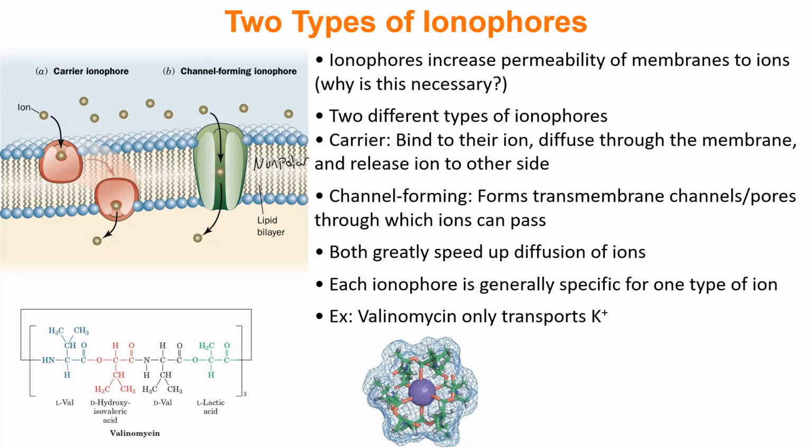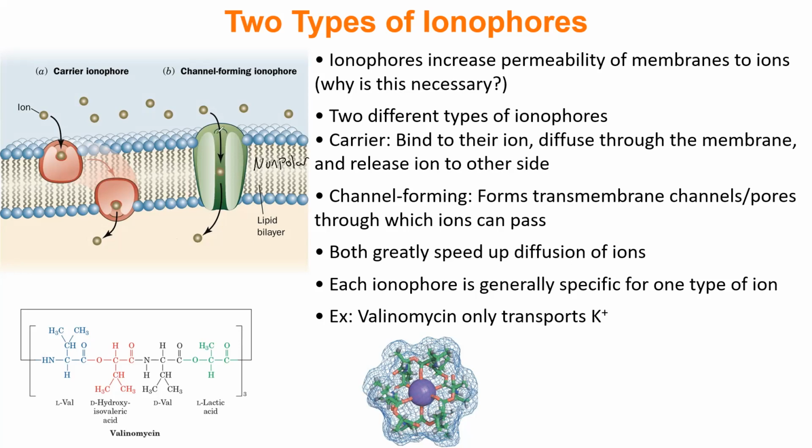So there are two different ways to bring ions across. A carrier will bind the ion, travel through the membrane, and then deposit the ion on the other side of the membrane. That's called a carrier. While a channel is a transmembrane protein that just has an open pore that allows ions to go through. Both these methods speed up ion diffusion a lot.